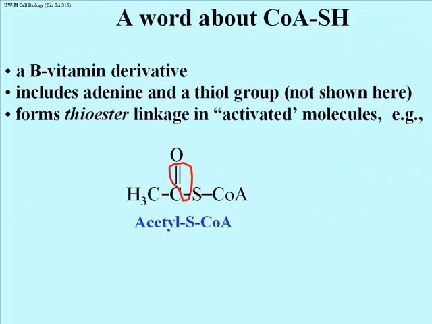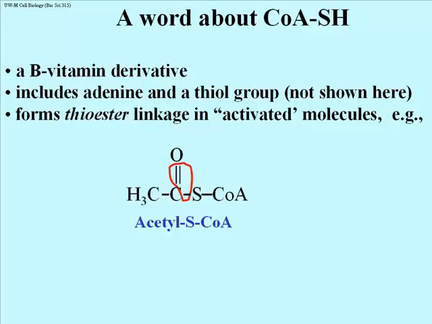A word about coenzyme A, which has a sulfhydryl group, so we often just call it coenzyme ASH or CoASH. Well, first of all, it's a B vitamin derivative. In its structure, it has an adenine and the SH or thiol group. The full structure is not shown here, but your textbook, I believe, has it. I might be mistaken. Check it out.